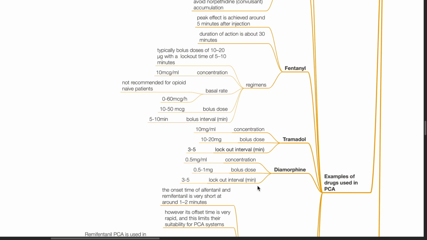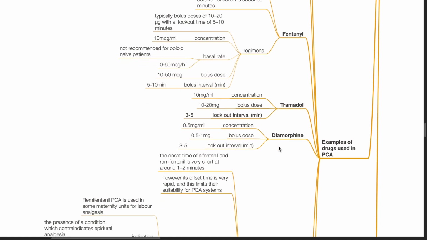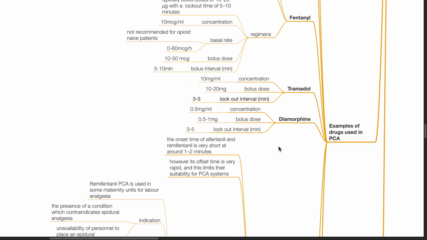Tramadol. At a concentration of 10 mg per ml, bolus dose of 10 to 20 mg, and a lockout interval of 3 to 5 minutes. For diamorphine, use at a concentration of 0.5 mg per ml, bolus dose of 0.5 to 1 mg, lockout interval of 3 to 5 minutes.